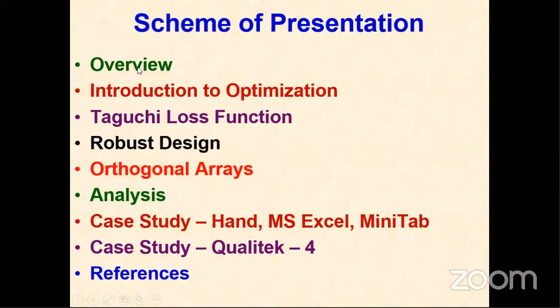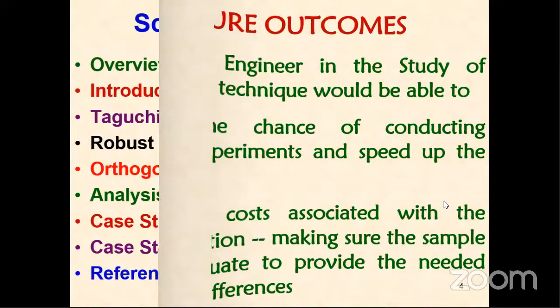This will be my scheme of presentation. You have an overview, introduction, what is the Taguchi loss function, what is robust design, orthogonal arrays, analysis, and case studies. I have a set of case studies, but we are going to project only two. Then references, and that's how I conclude. So this is a traditional one.